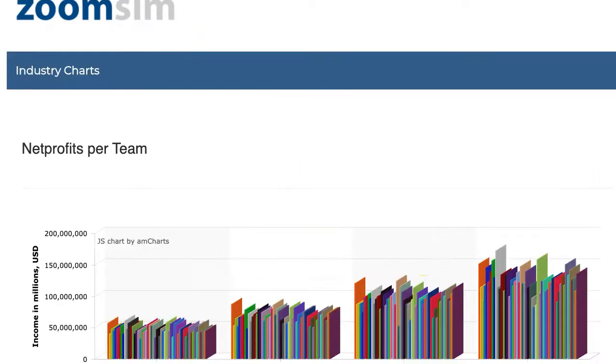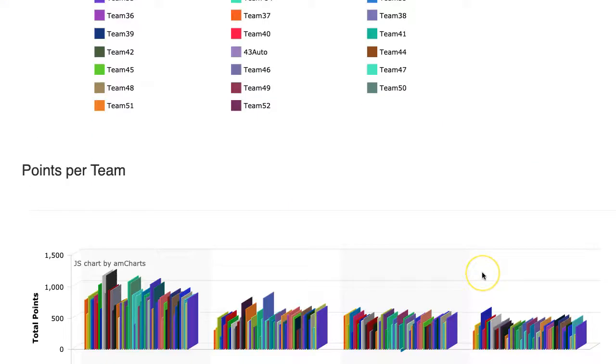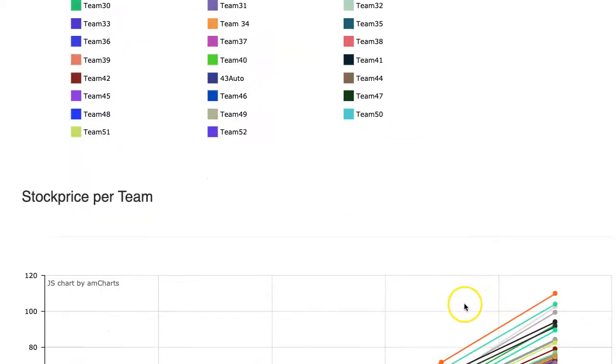Okay, so looking at the charts for round 4, we see that as far as net profits, we have a new leader in net profits, Team 9, with 176 million in net profits. And we have a number of teams, most teams are above 100 million now in net profits. And a lot of teams are above or close to 150. If we look at points per team, we have a new points leader, Team 4, with 568 points. But by and large, most teams are between 400 and 500 points, which is good.